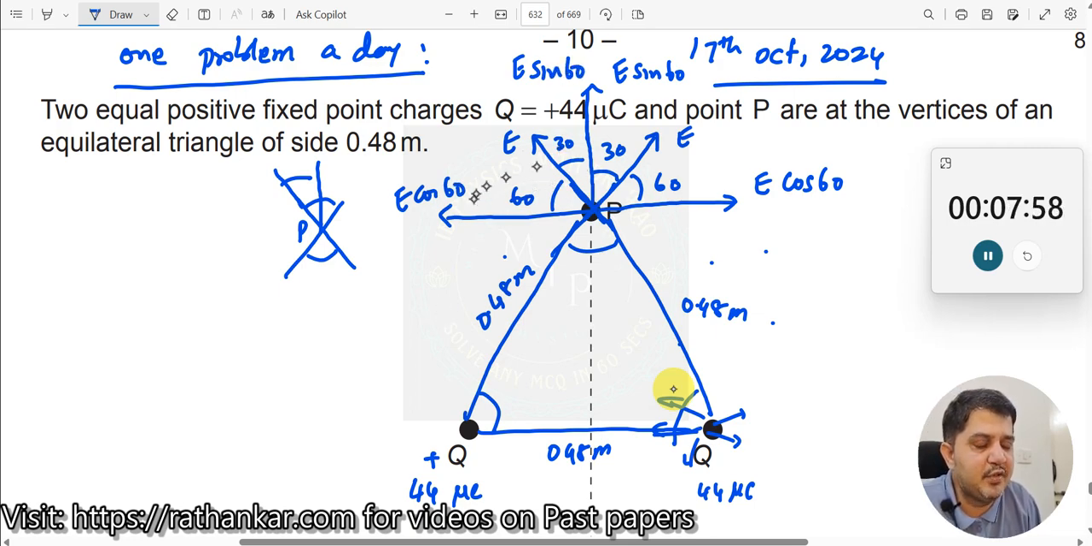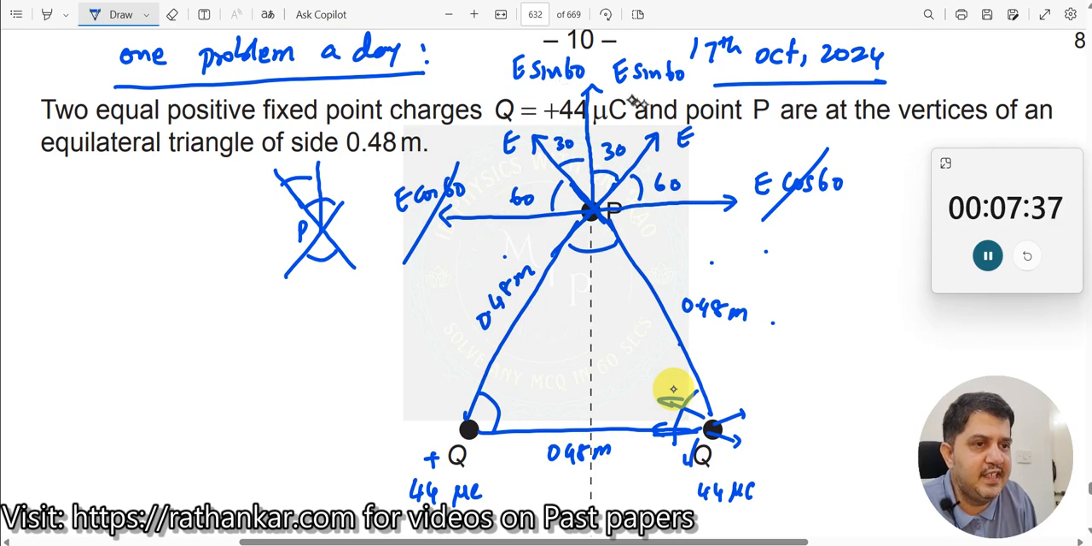Now, what will happen? I need to take the resultant. The resultant means the sum of these two, because this point is now getting contribution of electric fields from this as well as this. So, see here, two electric fields are acting in the opposite direction. So this electric field and this electric field will cancel, because here it is positive, here it is negative, it will cancel.